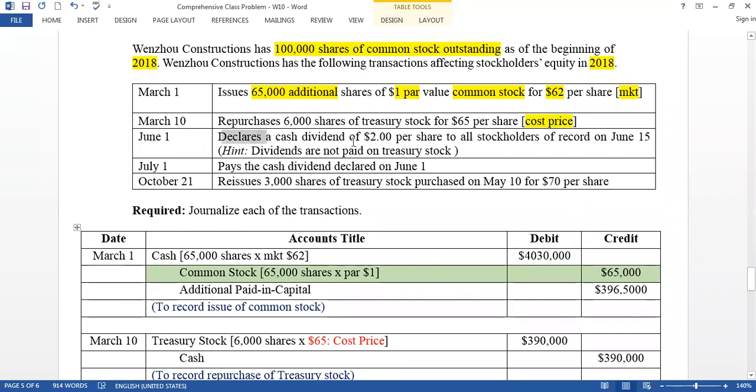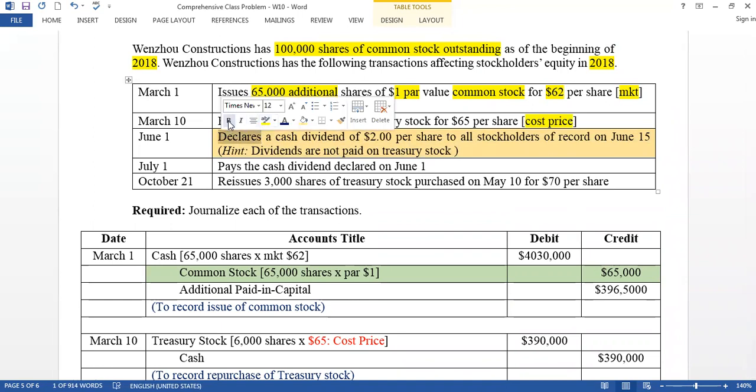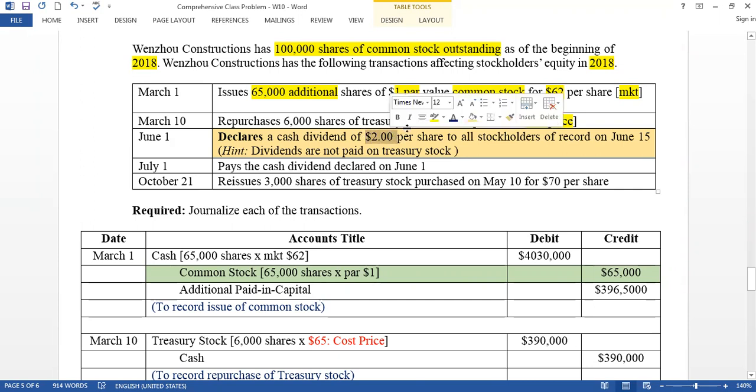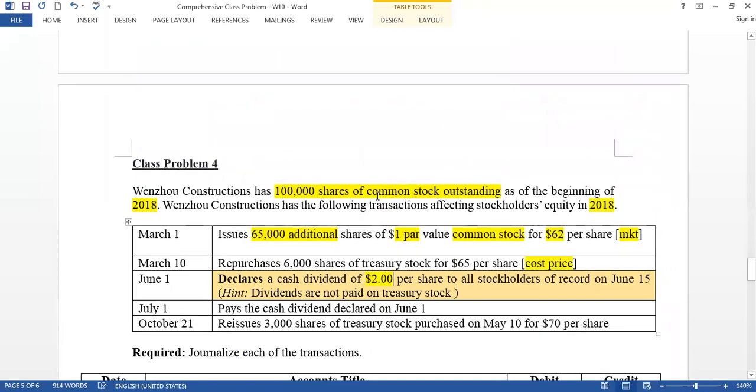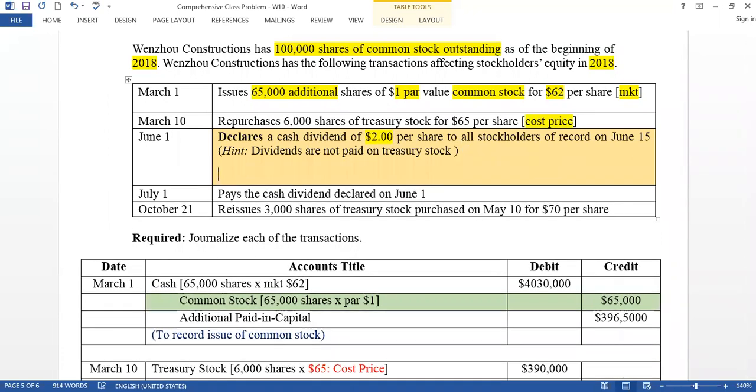So now dividend. Again, we have to do some calculation for the dividend. The company declared a dividend on June 1st. And what is their declaration? They said that if you hold my share, because this question does not have any preferred stock, only common stock, you are going to receive $2 dividend per share. Now we can do the calculation here.